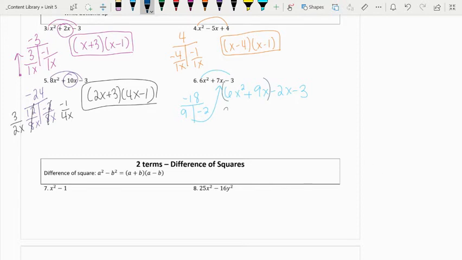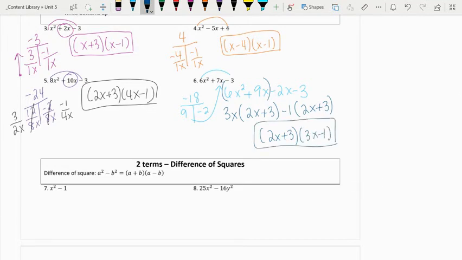In the first two, you could take out a 3x. You're left with 2x plus 3. In the next one, just a negative 1. So you're left with 2x plus 3. And we would rewrite it as 2x plus 3 and 3x minus 1. Now you could use the t-chart and you would get the same thing.